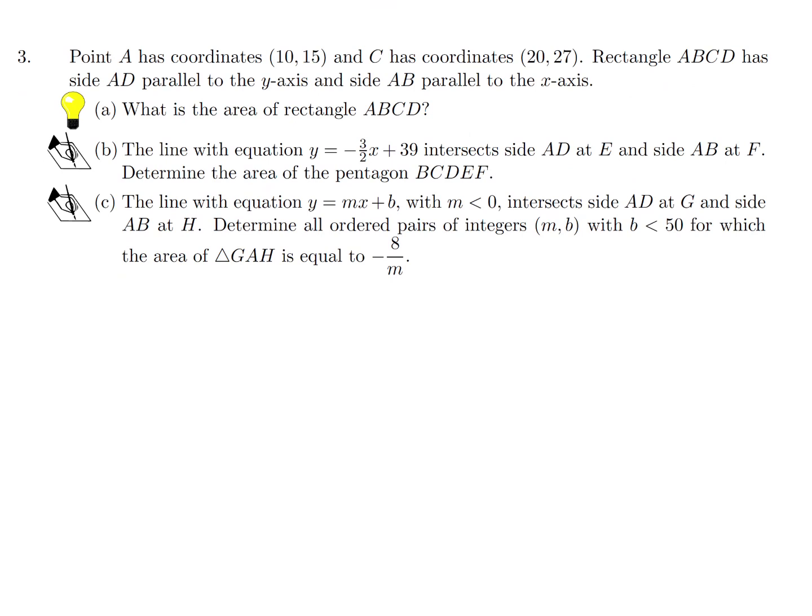The line with the equation y is equal to minus 3 over 2x plus 39 intersects side AD at E and side AB at F. Determine the area of the pentagon BCDEF.